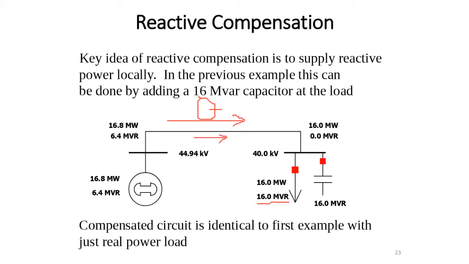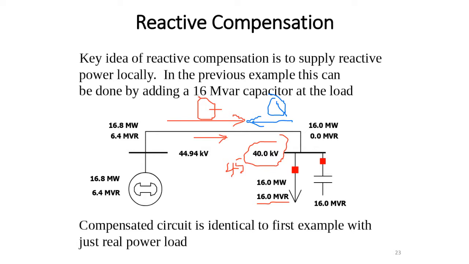If this voltage here is 45, that's 45, this is 44.94, and this is 45.9, for example, or 46, the reactive power will go the other way. The reactive power Q will go here, and the real power will go the other way. So the reactive power can go one way and the active power the other way. That's okay.